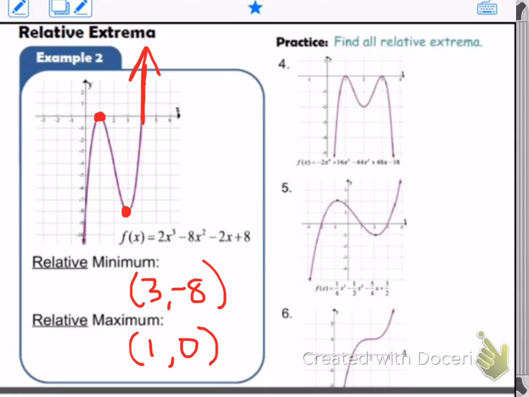Okay, number 4 over here. You're going to find the maximums and you're going to find the minimums.